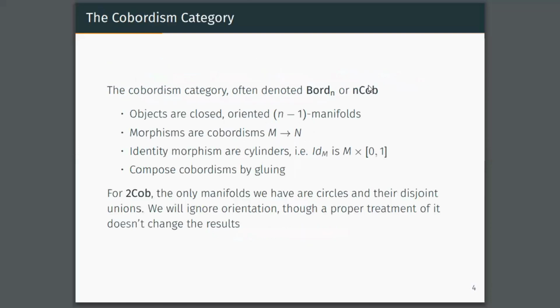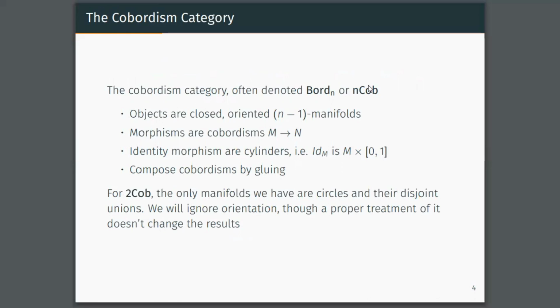And so we can define this cobordism category. Our objects are going to be closed and oriented n-1 manifolds. A lot of that's just details we don't have to care about. And our morphisms are going to be these things where you have boundaries being the other manifolds. Identity morphisms are cylinders, so it's just a straw. And we can compose these by gluing them.